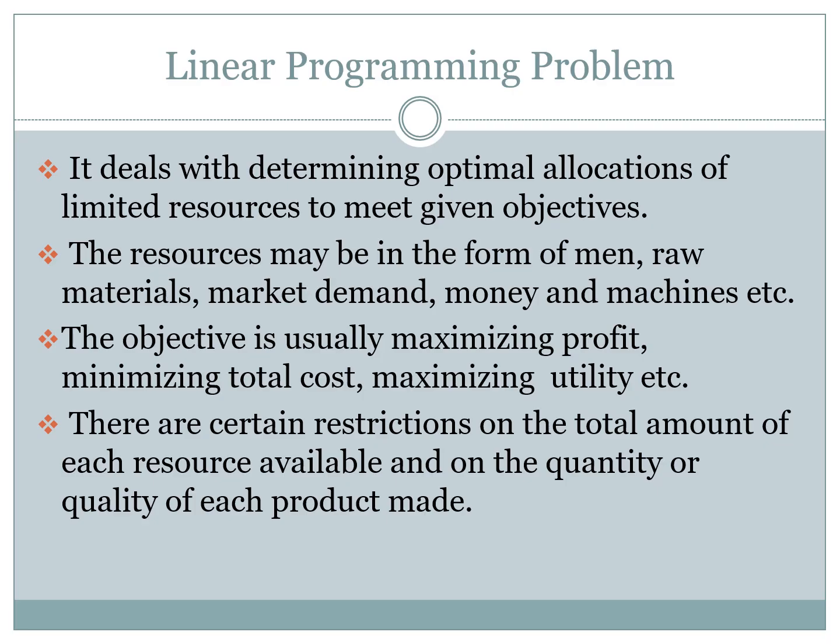A linear programming problem deals with determining optimal allocations of limited resources to meet given objectives. The resources may be in the form of men, raw materials, market demand, money, and machines, etc. The objective is usually maximizing profit, minimizing total cost, and maximizing utility, etc. There are certain restrictions on the total amount of each resource available and on the quantity or quality of each product made.